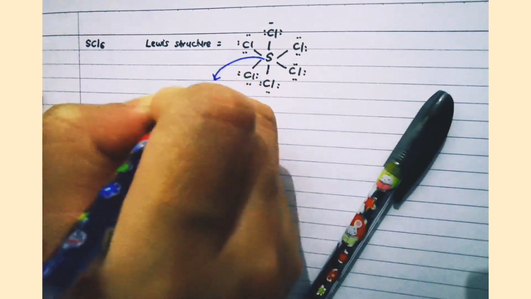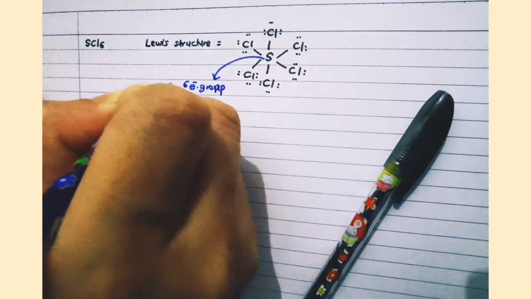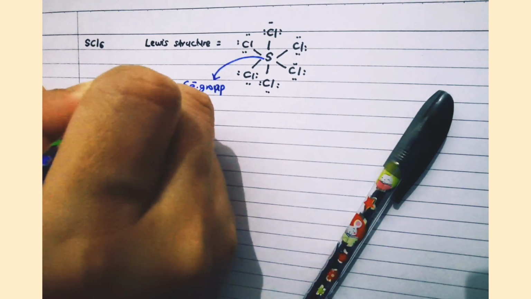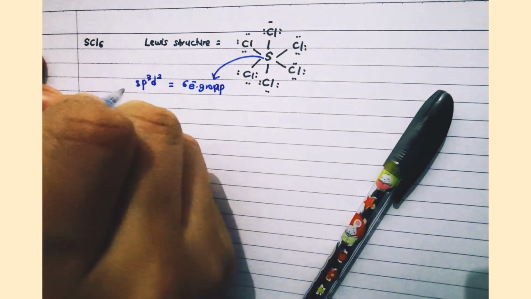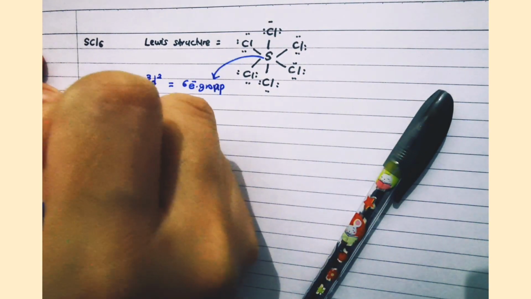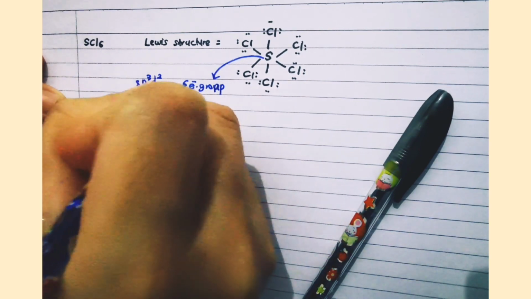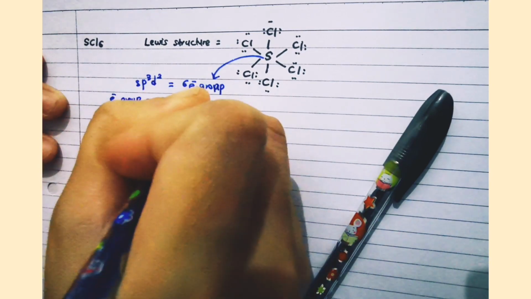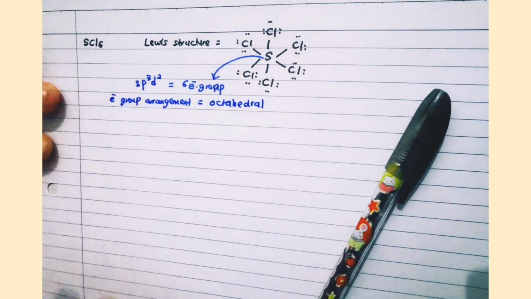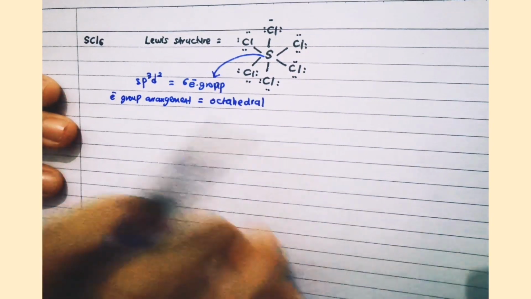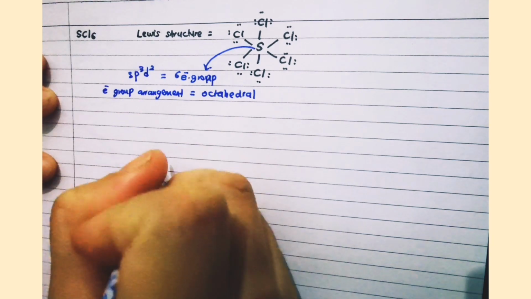So it has 6 electron groups, which indicates it is sp3d2 hybrid. For sp3d2 hybridization, the electron group arrangement is octahedral. Okay, now we will draw the sp3d2 in the arrangement of octahedral.